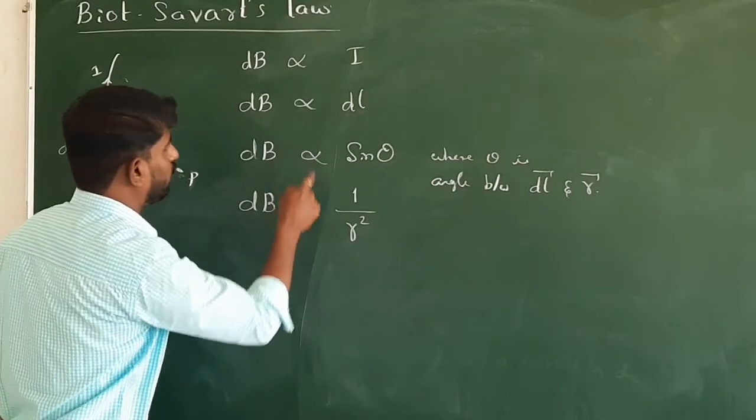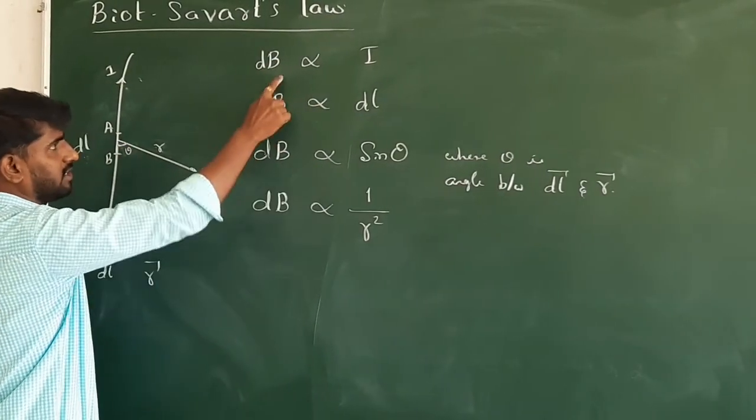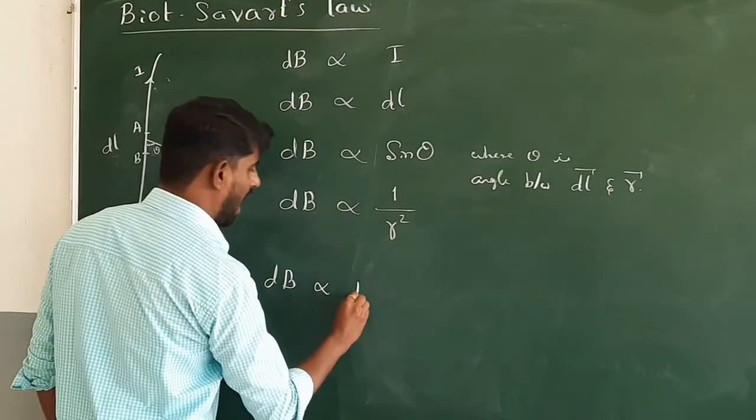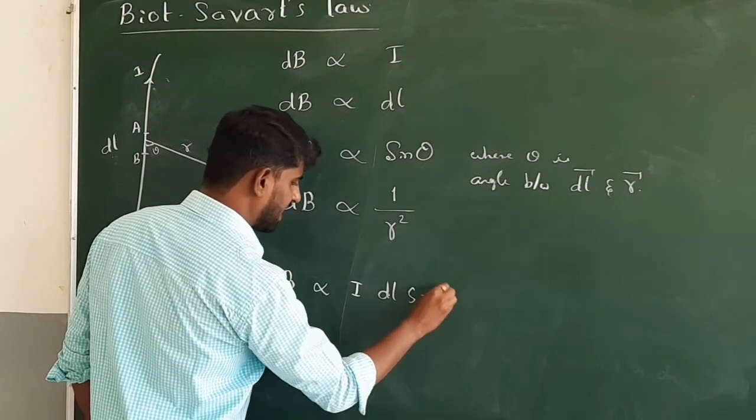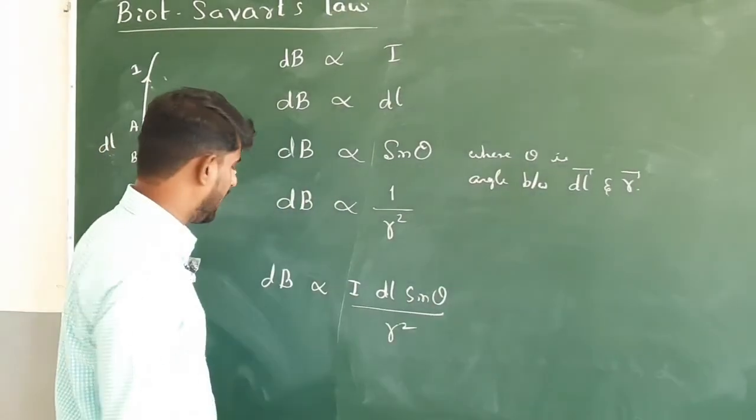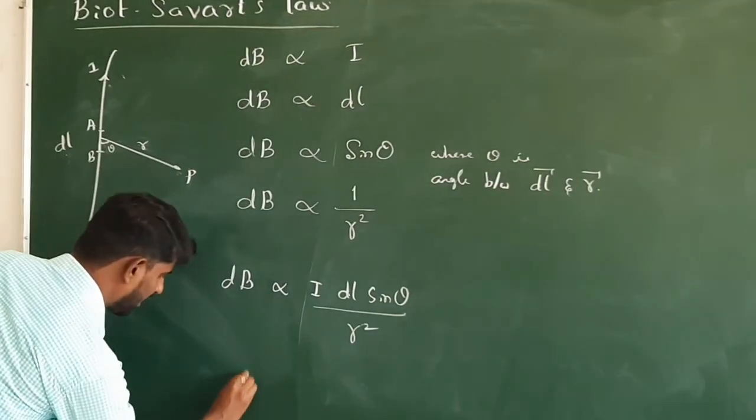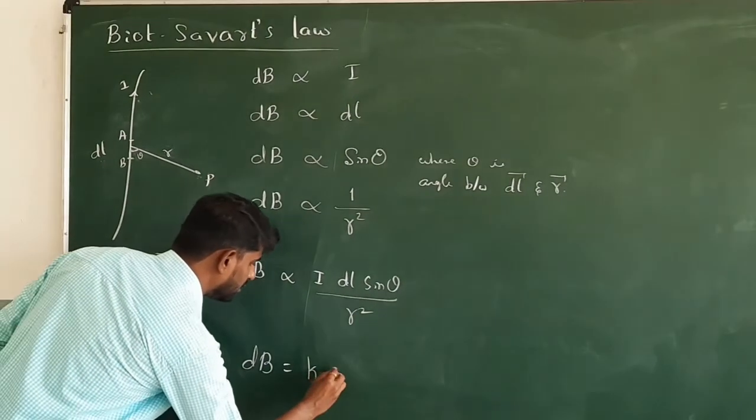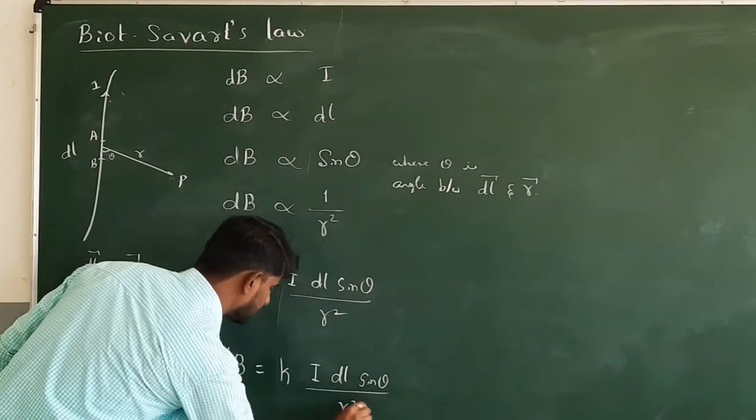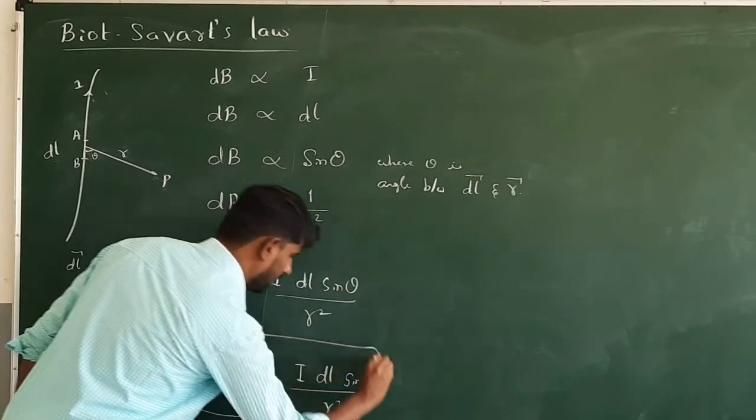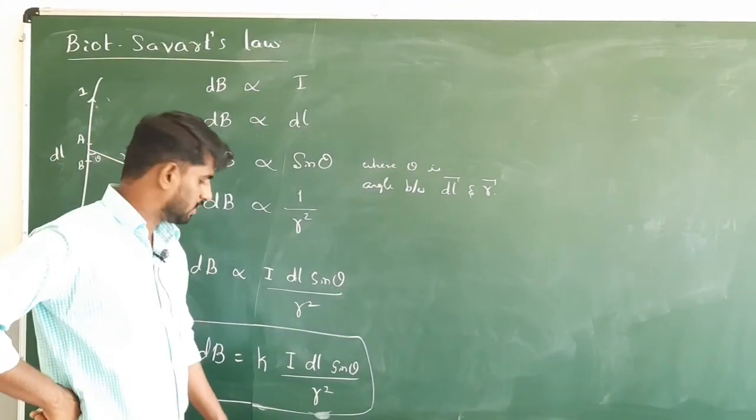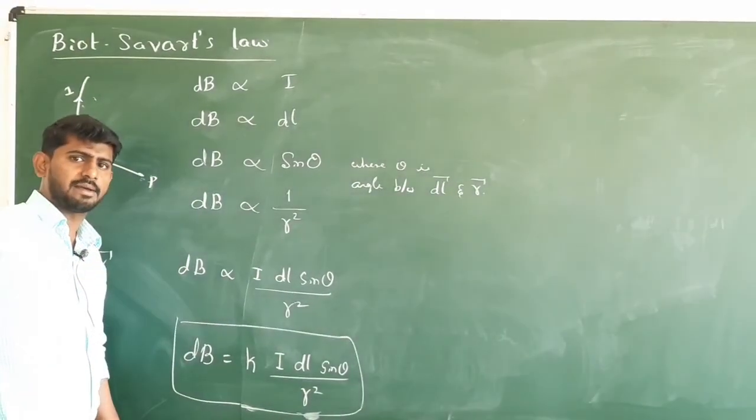By combining these four, in all the four terms dB is common on the left hand side. So dB is directly proportional to I dl sin theta divided by r square. I want to remove that proportionality sign, so I will write a constant. dB is equal to k into I dl sin theta divided by r square. So this is the formula by Biot-Savart. Okay, is it complete?